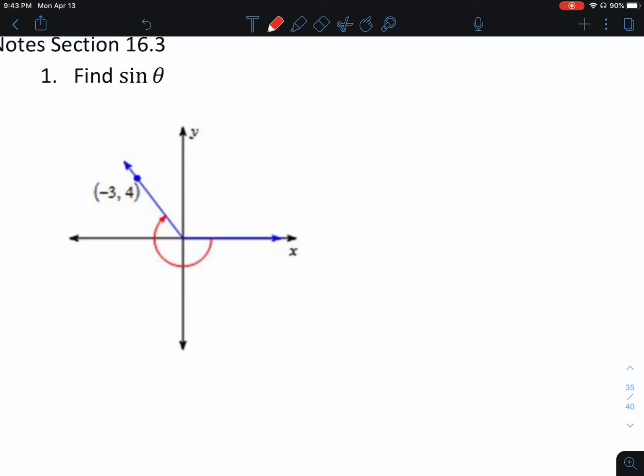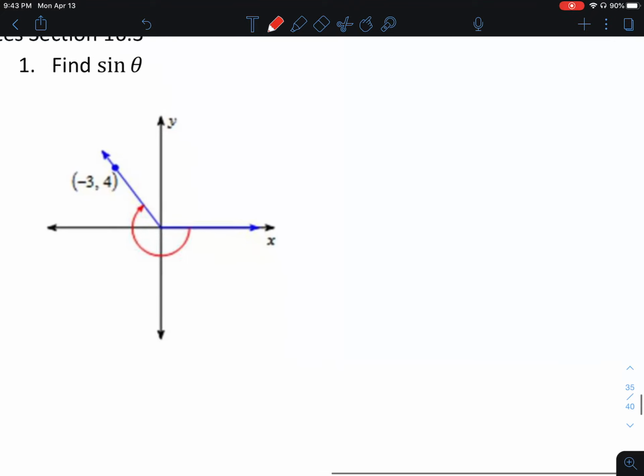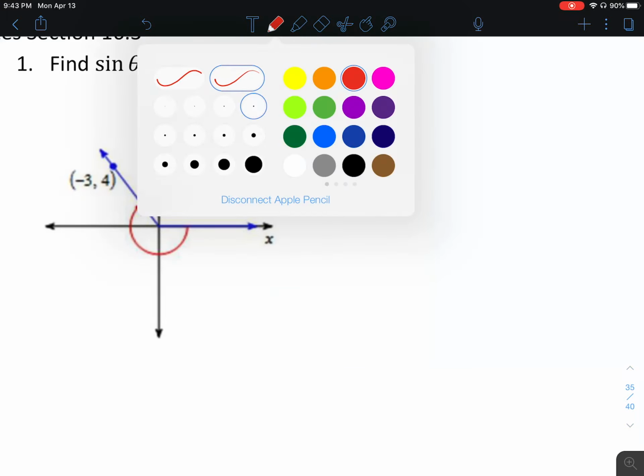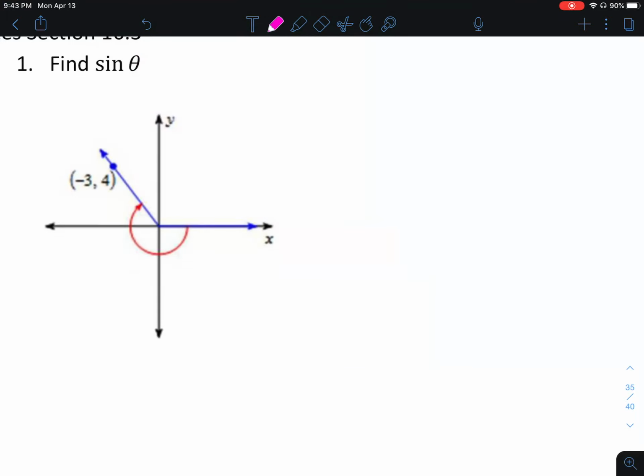Number 1, find sine of theta. We have this angle drawn, and this angle goes through the ordered pair (-3, 4). To do this problem, you need a reference triangle. A reference triangle is a right triangle in which the hypotenuse is the terminal side and one of the legs is on the x-axis. One of the legs is always on the x-axis. In order to do these problems, we have to know what x, y, and r are. We're told x is -3, so in this triangle, this is -3.